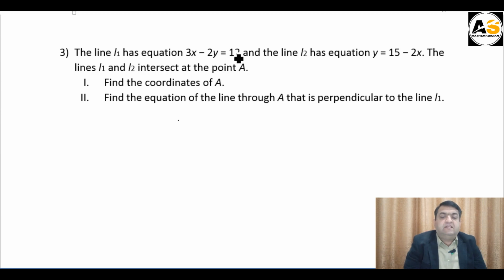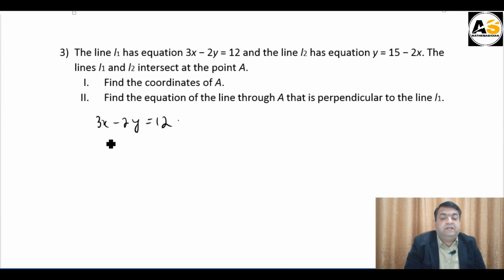The line L1 has equation 3x minus 2y is equal to 12 and L2 has equation y is equal to 15 minus 2x. L1 and L2 are intersecting at a point A. We need to find the coordinates of A. You know that we solve the two equations simultaneously to get the intersection point of the graphs.